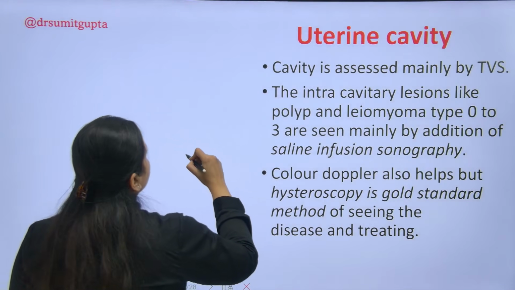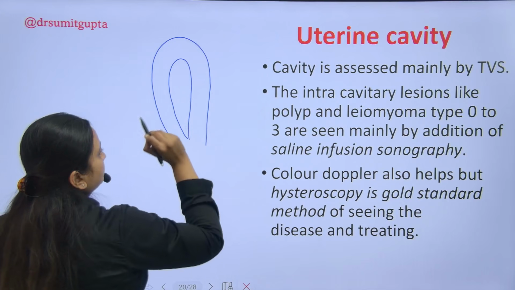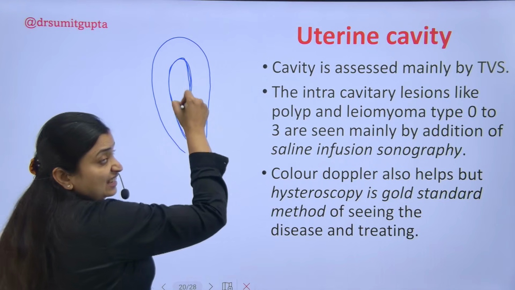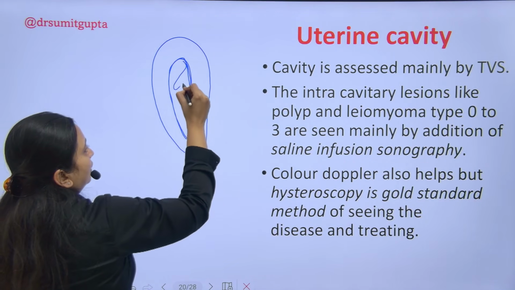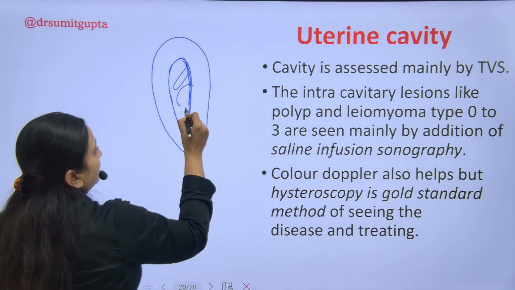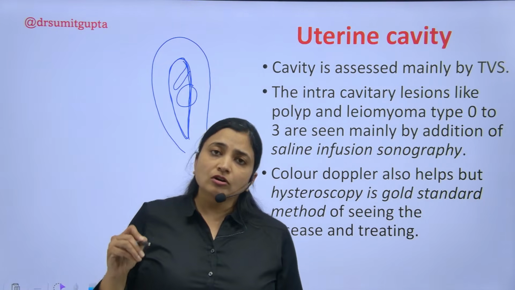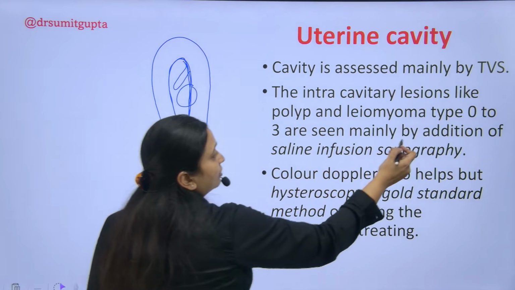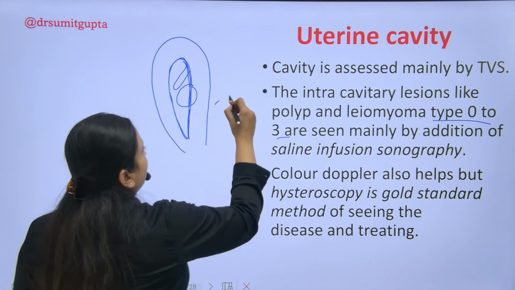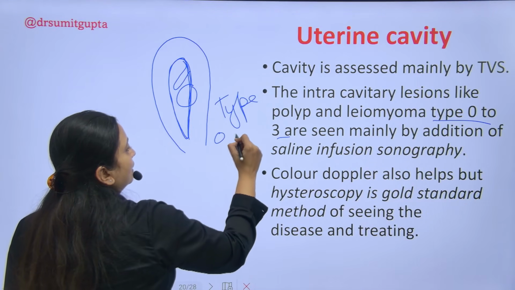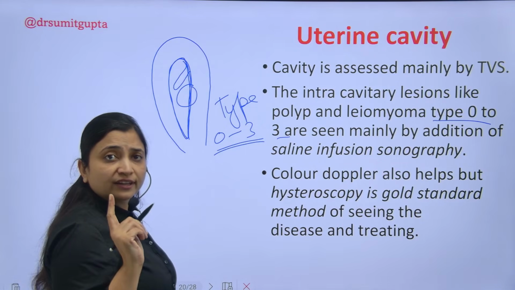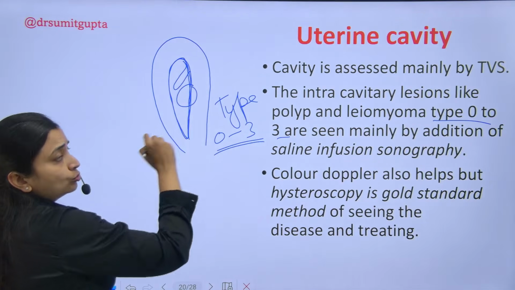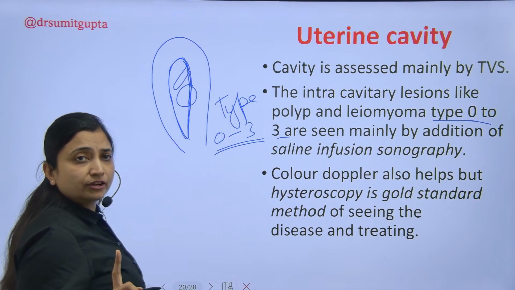Now uterine cavity. See, this is the uterine cavity. Endometrium we already assessed. Endometrium is just the lining. But what is lying inside the cavity? It could be a polyp, right? Or it could be a fibroid, a leiomyoma. If you have not gone through the fibroid class of this channel, you can go through that class. In that, I have given all the types of fibroid. So type 0 to 3 of fibroid is mainly pertaining to the uterine cavity. Anything which is protruding inside the uterine cavity, you will have to look for this because this is the thing which mostly interferes with the bleeding.